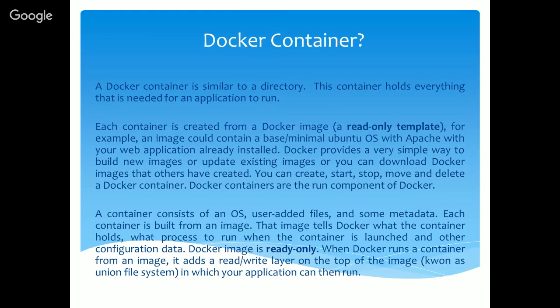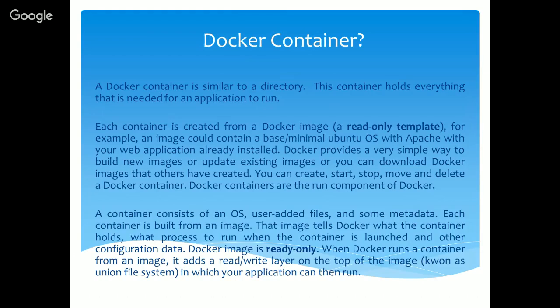Docker containers are the run component of your Docker environment, basically. A container consists of an operating system, some user-added files, and some metadata. Each container is built from an image. As we discussed earlier, an image is nothing but your read-only template. That image basically tells Docker what the container holds and what process to run when the container is launched. Like we discussed earlier, we have a container with a base OS of Ubuntu running with Apache and your application.